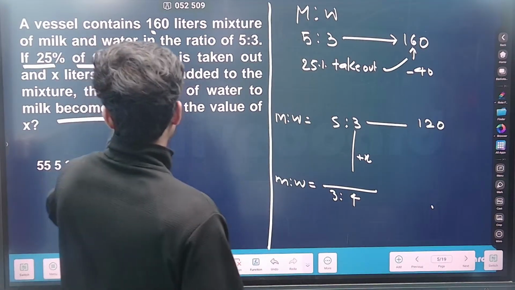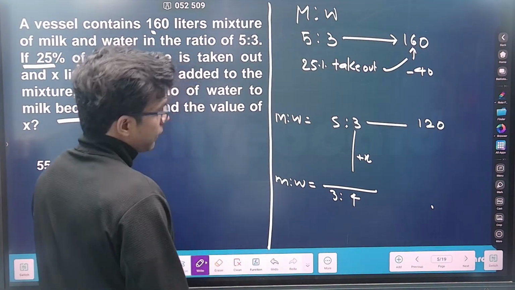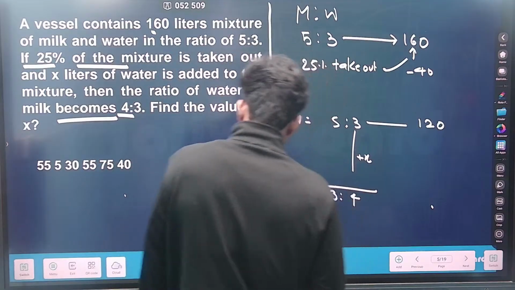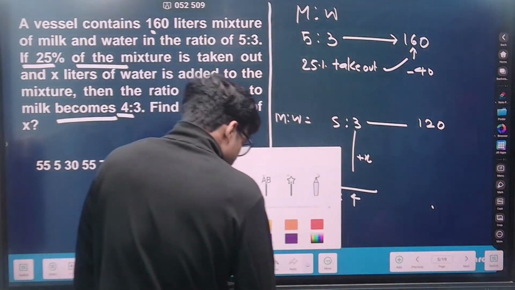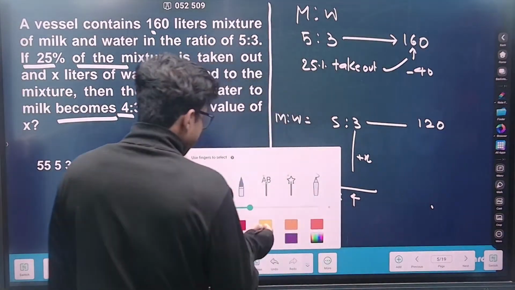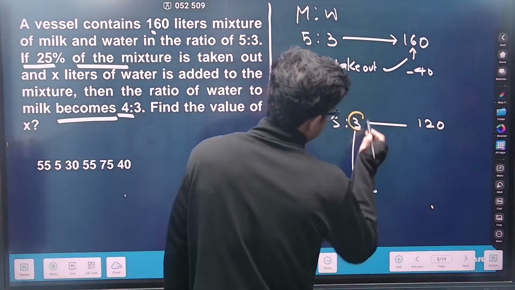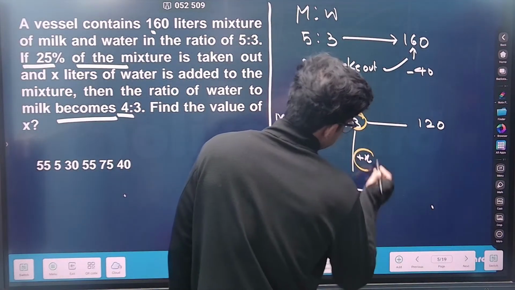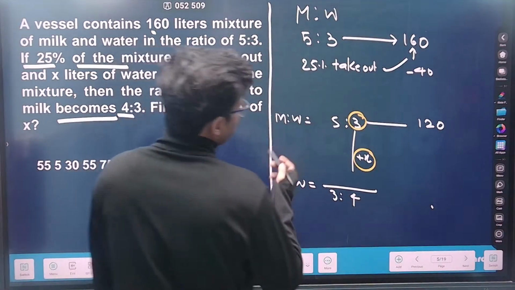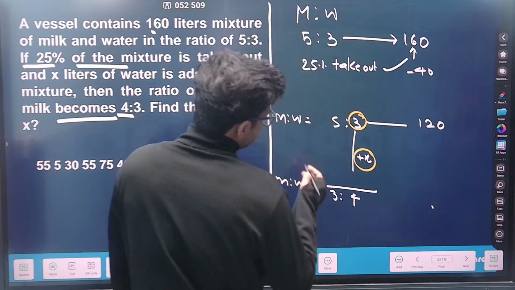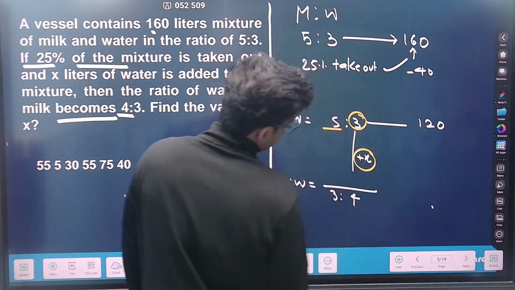Now here is the language play. Okay, fine. But if you are adding something to it, try to get the point, try to get the logic. If you are adding water, X liters of water, the milk will remain the same. But you see here, the milk here is 5 and the final milk is 3.